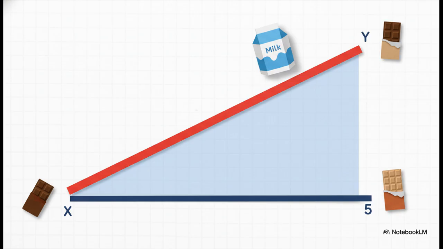So, if we produce 0 light chocolate, we could make a maximum of 5 million dark, right? That's our first point. And if we make 0 dark chocolate, we could make 5 million light. That's our second point. The line connecting those 2 points represents our milk limit. Any production plan has to be underneath that line.